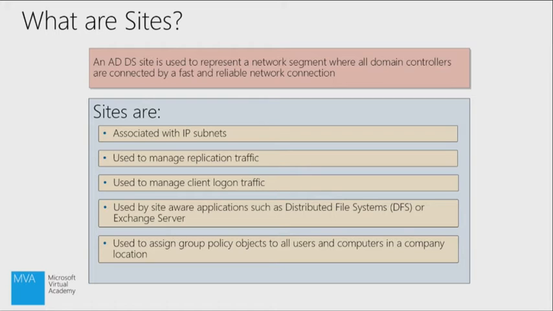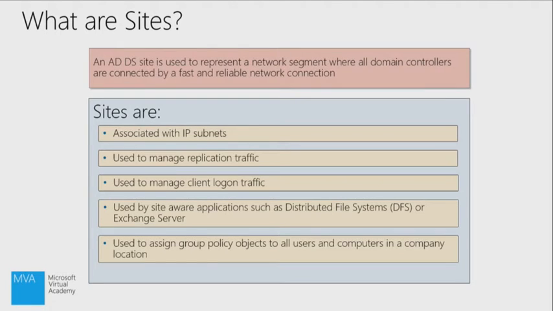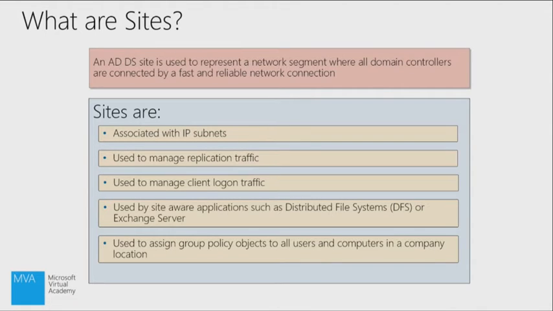Sites are used to manage replication traffic, used to manage client logon traffic, used by site-aware applications such as DFS or Exchange servers, and used to assign group policy objects to all users and computers in a company location, potentially. There's a big potentially on that one. Sites are defined based on network bandwidth. So that's what you're going to want to know ahead of time before you design any sort of site infrastructure. The primary reason, as I've mentioned, is WAN links and high-speed versus slow-speed WAN links.